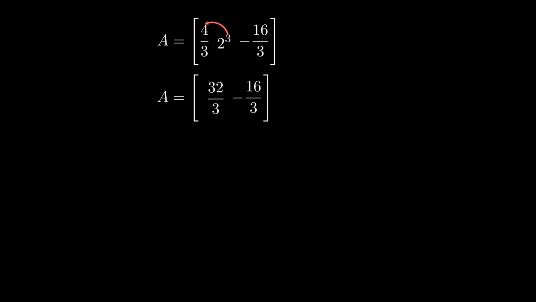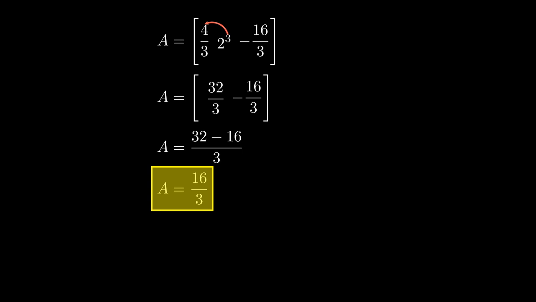The denominators are equal, so subtract the numerators. Thus, 32 minus 16 equals 16. Hence, the area is 16 divided by 3.